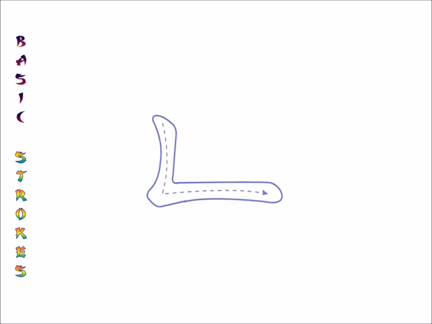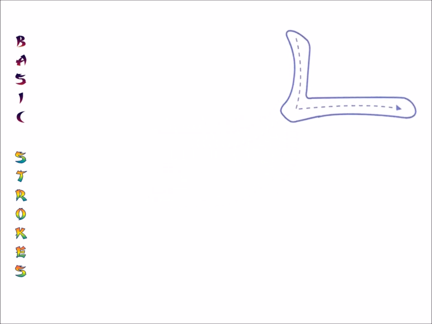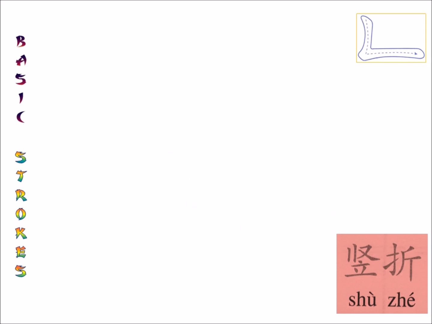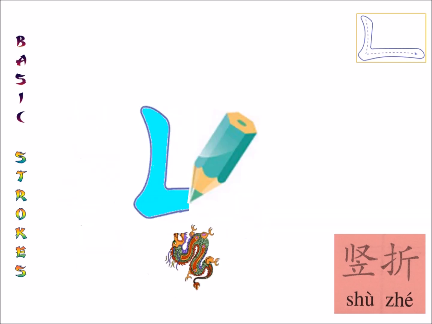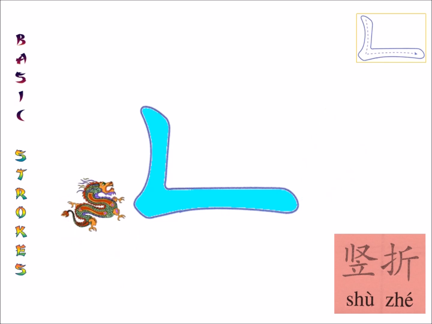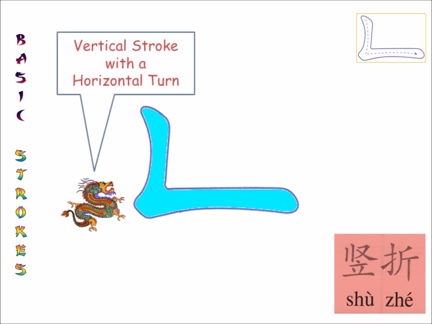竖折。Vertical stroke with a horizontal turn.